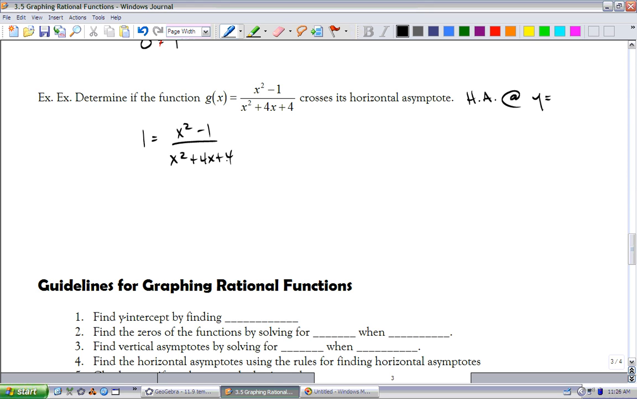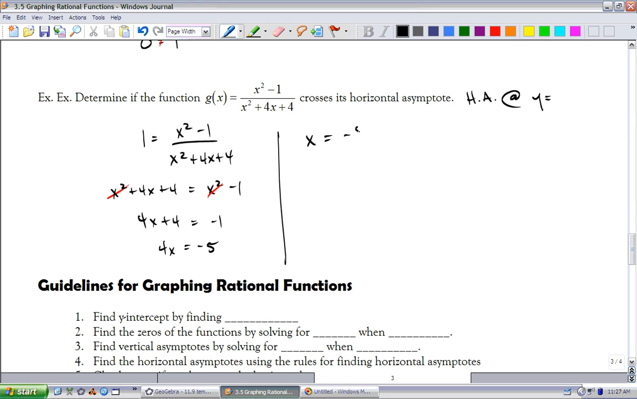We would multiply both sides by the denominator, and we get x squared plus 4x plus 4 equals x squared minus 1. Subtract an x squared from both sides. Get 4x plus 4 equals negative 1. I would subtract a 4 from both sides, and then 4x will equal negative 5.